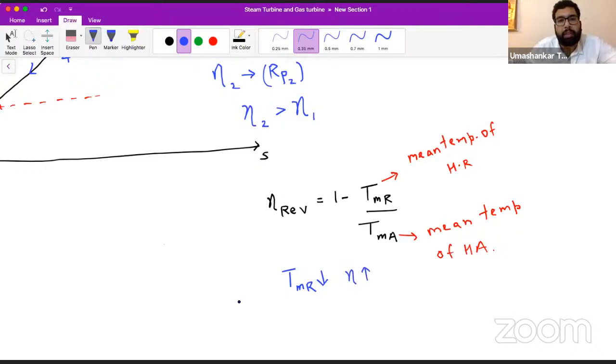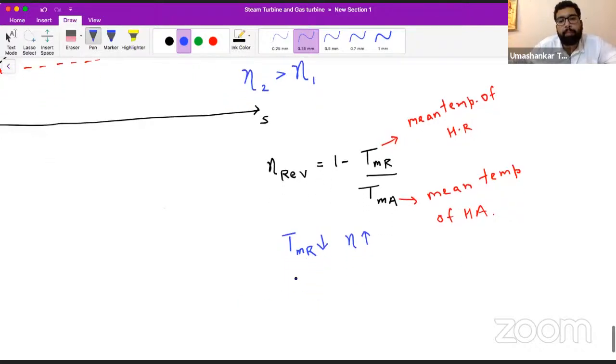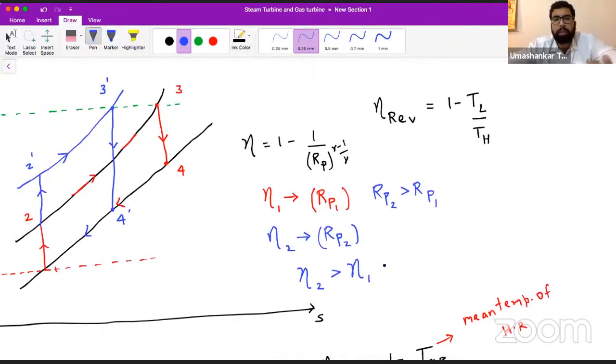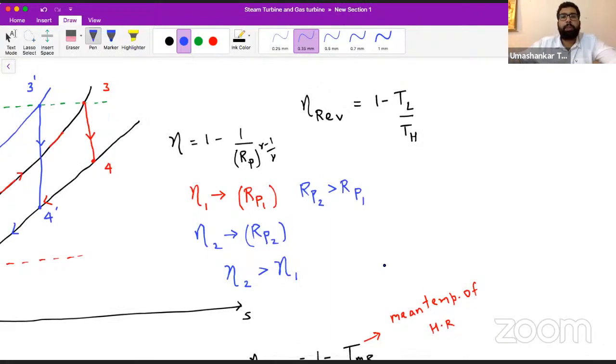Efficiency increases, can we say like this? And if the mean temperature of heat addition increases, the efficiency again increases. Okay, so how am I using it? When you ask, sir, how are we using the mean temperature? Now see, you will be able to understand from here.